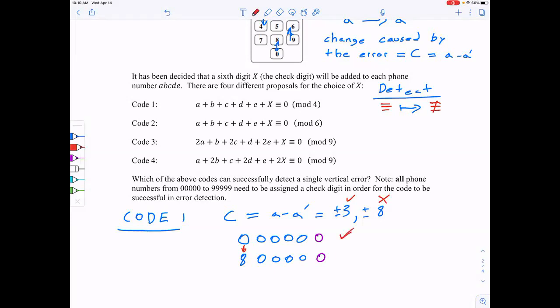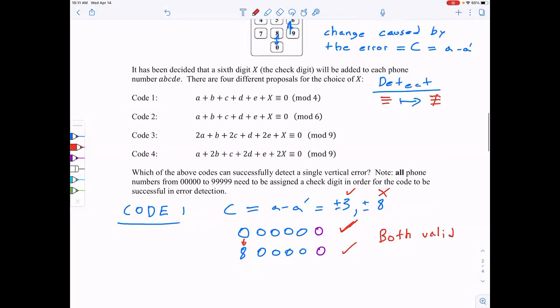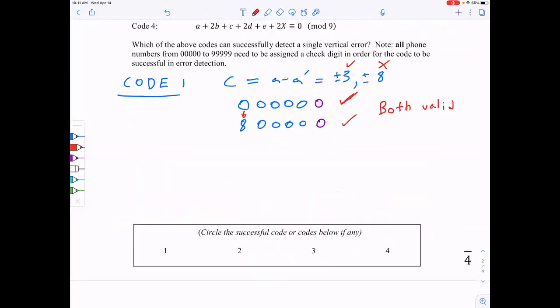You could have a number of all zeros in this code, and someone else could have the number of 8 and then all zeros. So they're both valid, and that's not what we want. We want a valid phone number anytime the error occurs to change to something invalid. So code 1 cannot detect the error. So there's a little fill in the blank, can circle the successful code or codes, and 1 is not successful.